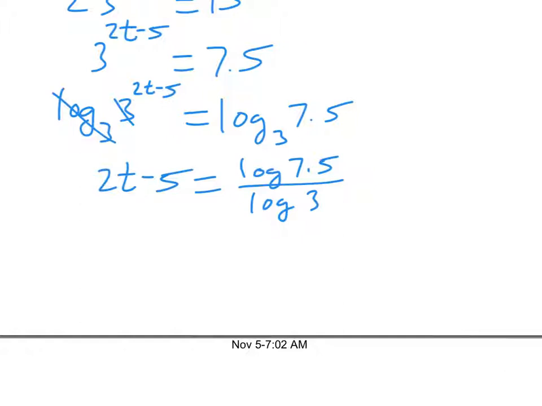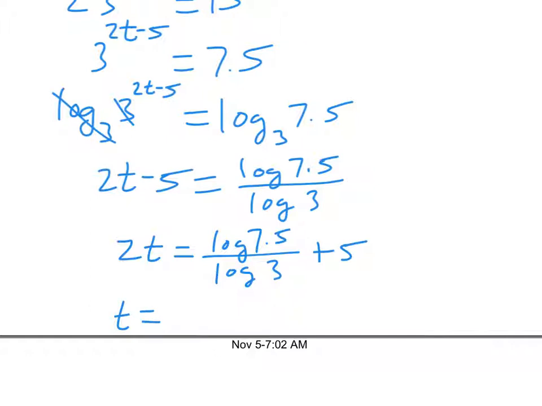The next thing I need to do is add 5. So I still have this log of 7.5 over log of 3. Remember, that's just a number. Plus 5. And then here, I would get close to my solution, as I have to divide both sides by 2.